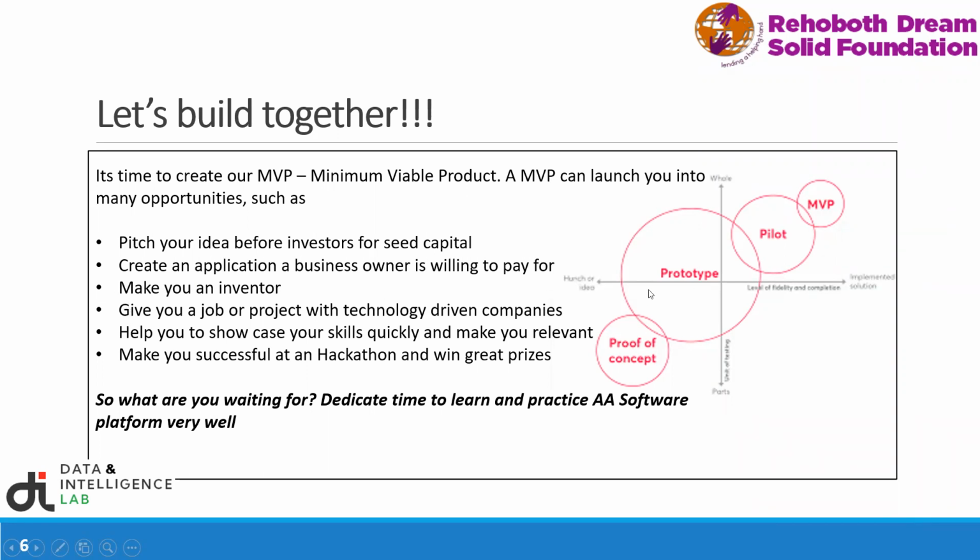Then with this, you can even be an inventor. So inventing is about ideas. Fine, knowing how to code makes sense, is good, but it's not just about knowing how to code, it's about putting together your ideas and being able to demo it as well, because it's only when people see or feel your idea that they can relate with it. You know, there are many talkers, but we need action. So you can use Alpha Software to scale up quickly to not just have the design thinking in your brain, but you're able to develop something, you're able to create something. So it also gives you a job or project with technology-driven companies.